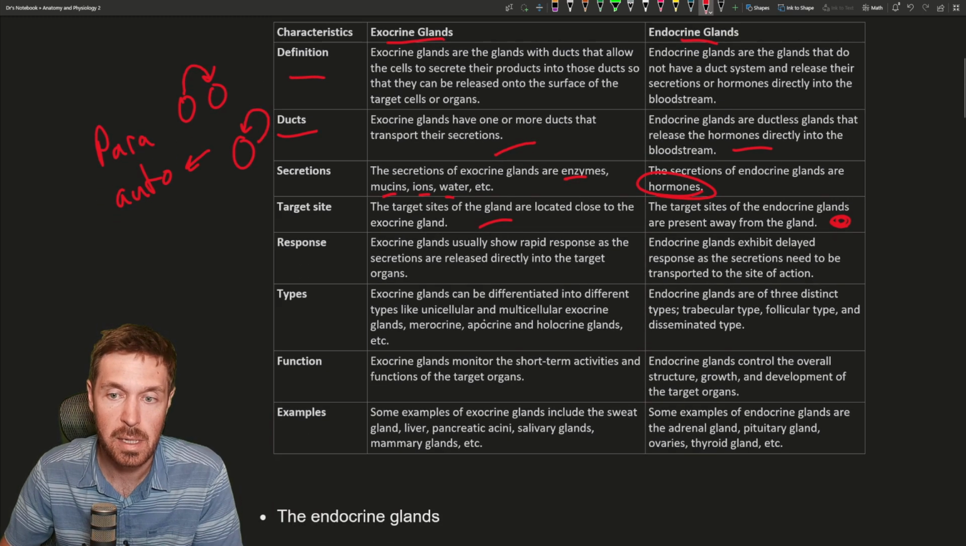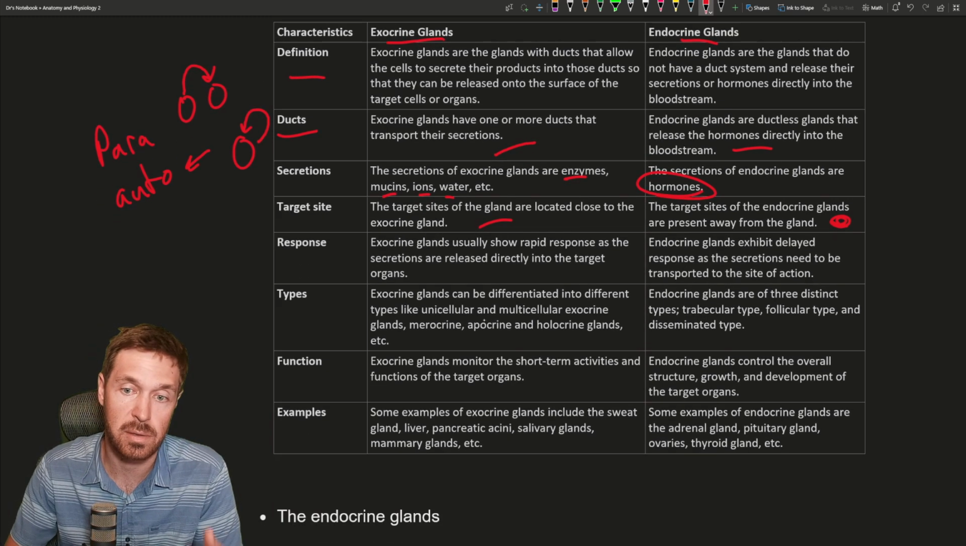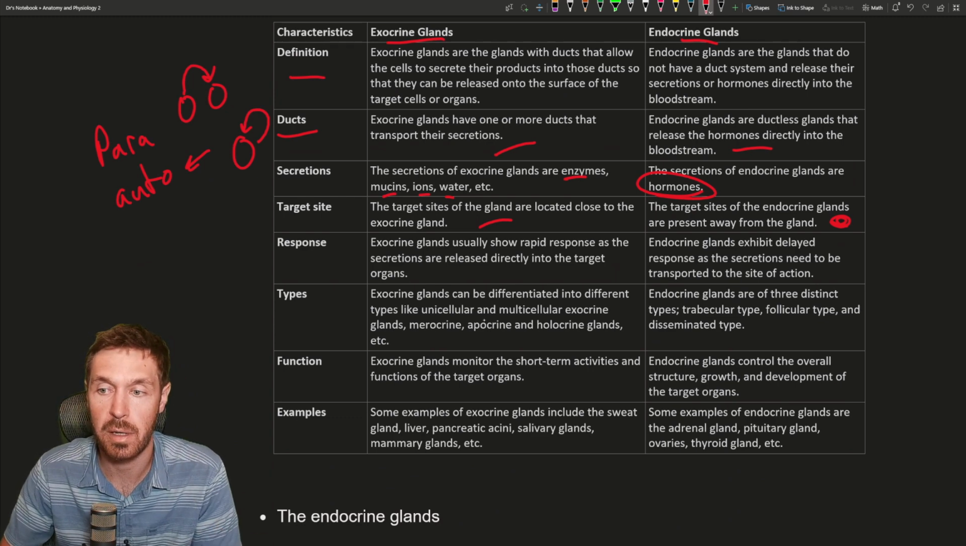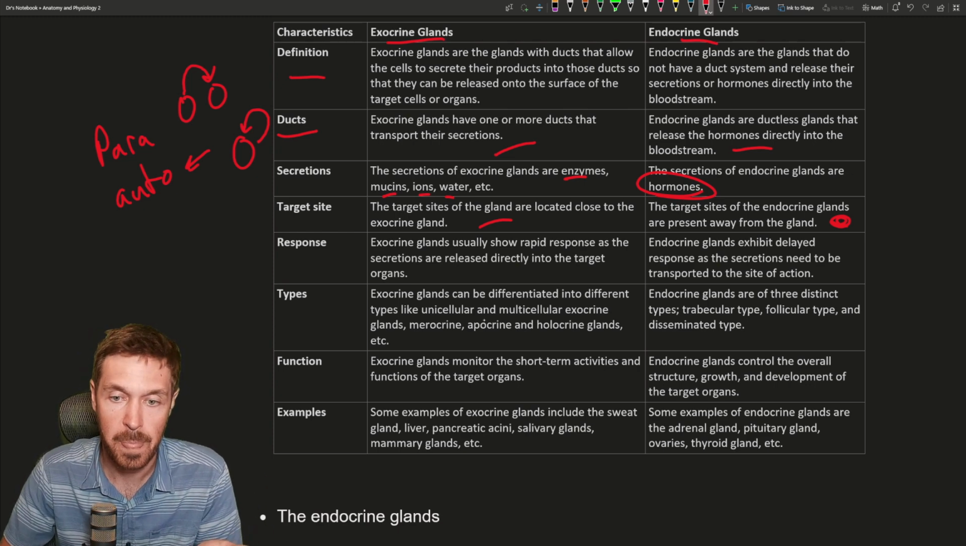And then response, how quick the response is. So you can sweat pretty fast, whereas endocrine glands, it depends on the response time. Think of your sympathetic response when you have a fight or flight response. You get that rush of adrenaline, that norepinephrine going throughout your system. But it takes a little bit of time for all that to activate and then to calm down from it.